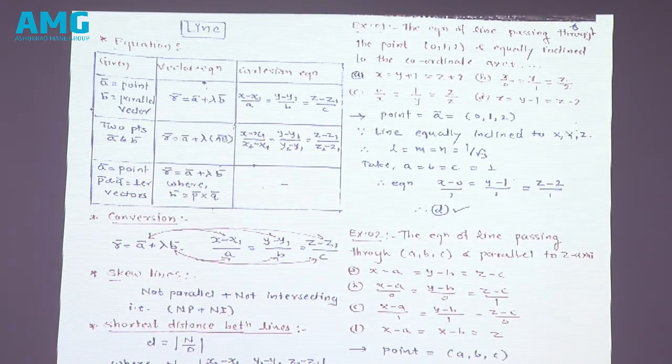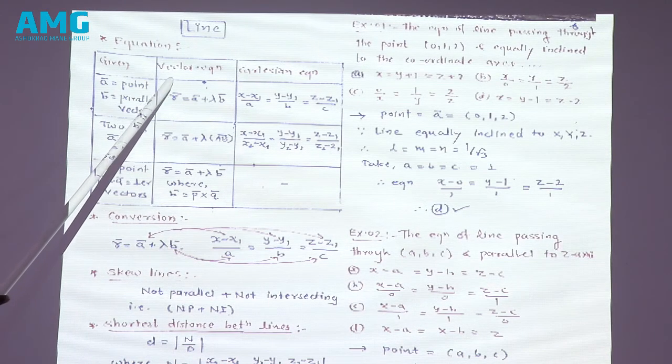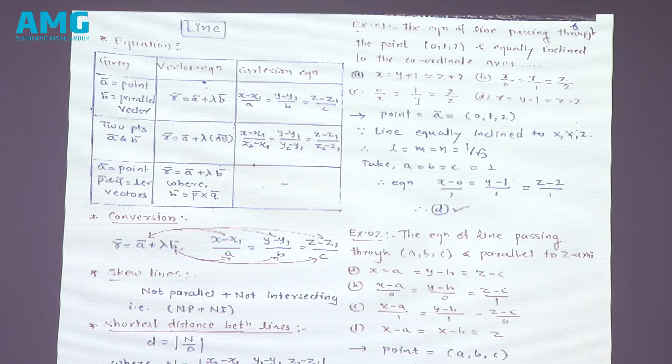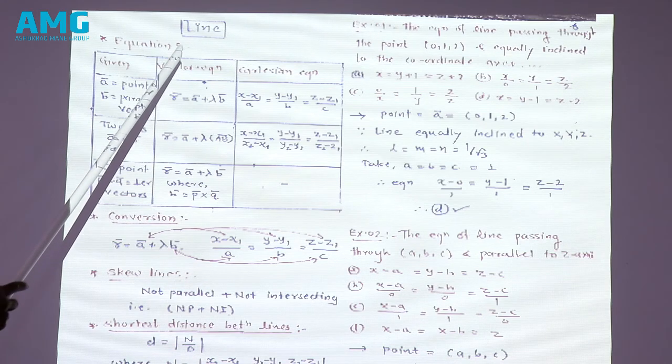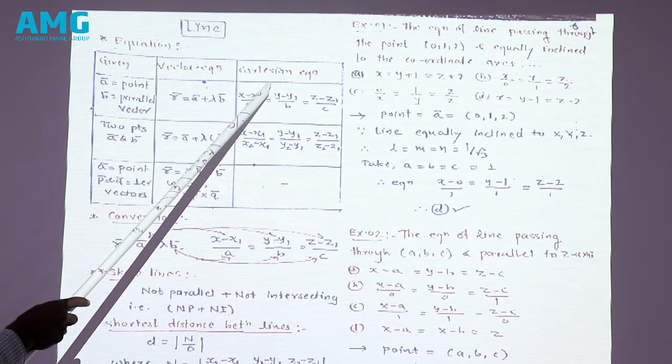You remember that the equation of the line, a single equation, is described in two parts, vector equation and Cartesian equation. Both are important. There are three rows given here. Firstly, a bar is the given point and b bar is the vector parallel to the line. These are the given quantities, and our target is to find the equation of the line. We firstly find the vector equation and Cartesian equation.